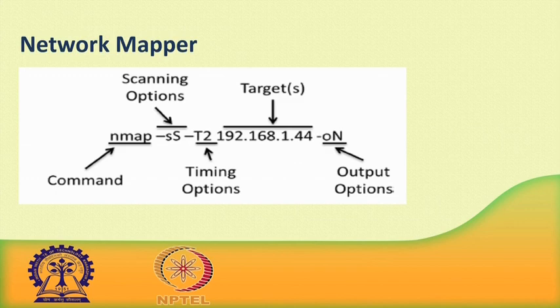The first two are for IDS evasion. Polite mode slows down the scan to use less bandwidth and target machine resources.